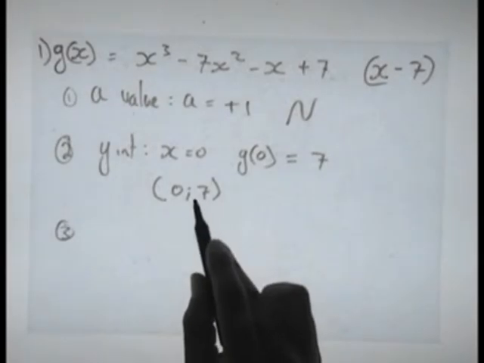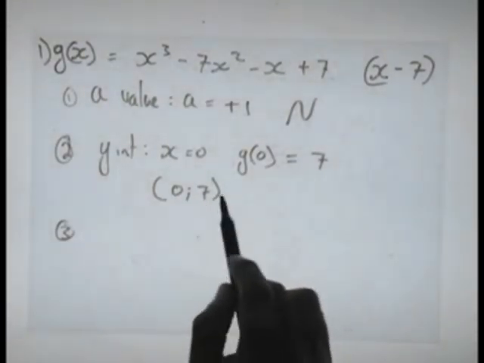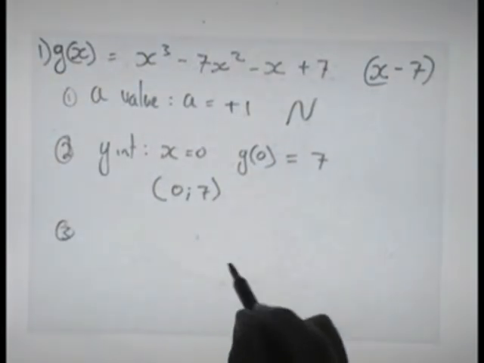Notice that I always put my intercepts and all of my points as a set of coordinates. Please do that, it does make it a lot easier when you are sketching your graph.